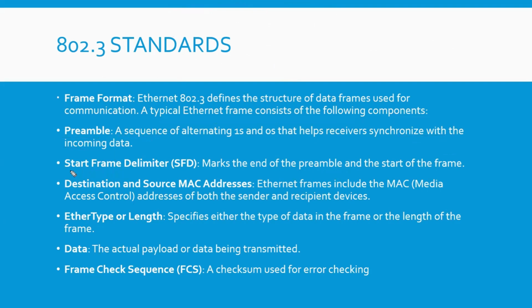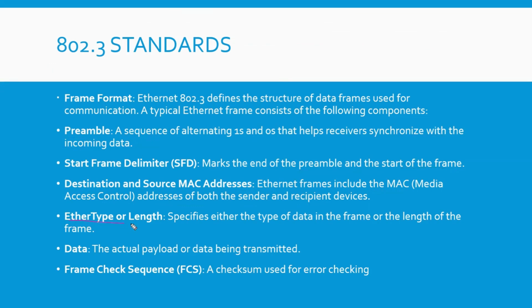Then we have a start frame delimiter, which is the same as the mark at the end of the preamble and the start of the frame. Then the destination and source MAC address, which we learned about in the last class too. Ethernet frames include the media access control address of both the sender and the recipient device. That always follows the standard of what? This is the standard of 802.3.